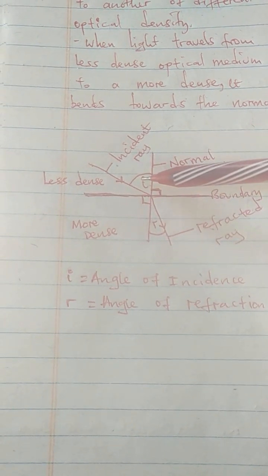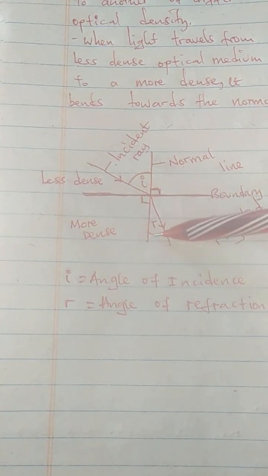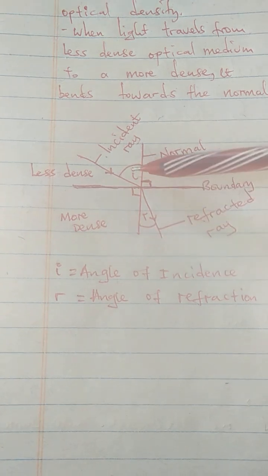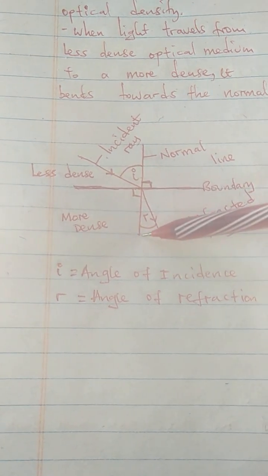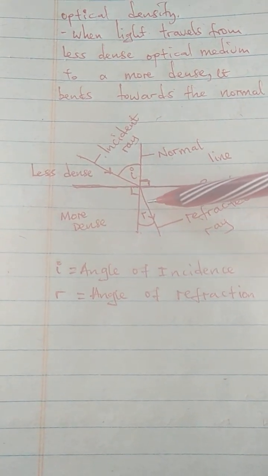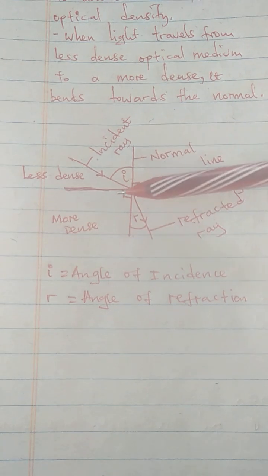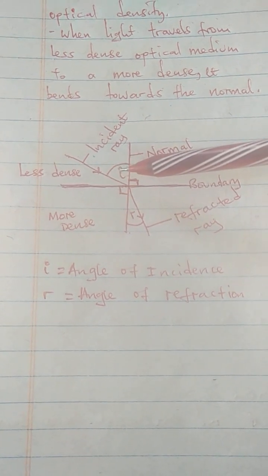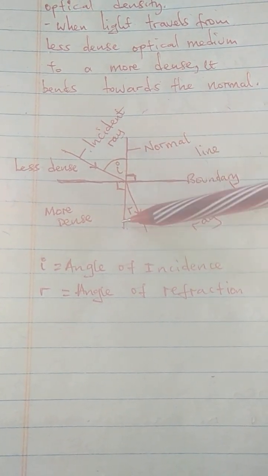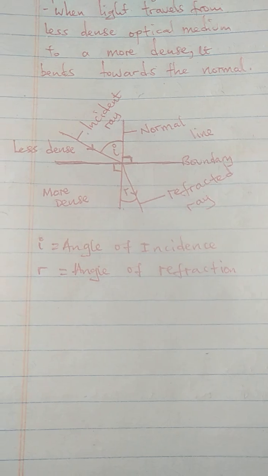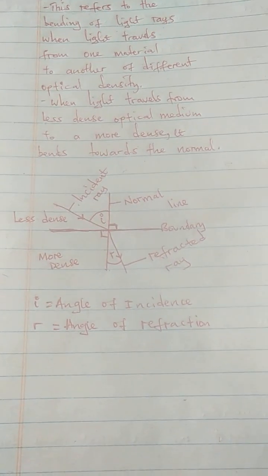If you consider this angle and this angle, you will notice that the two angles are different. This one is bigger than that one. This means that light has bent towards this line, towards the normal. You should always know that the angle is always between the normal and the rays of light. So it should always be between the normal and the rays of light. Let us look at an example on how we can calculate the angles.